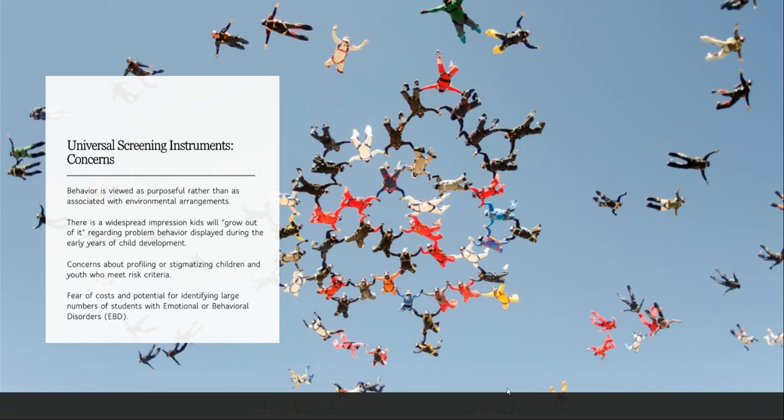So there are a number of potential advantages for developing a systematic identification process that incorporates and uses these universal tools. And then there are some concerns that schools and districts may have. So one is that behavior is viewed as purposeful rather than as associated with environmental arrangements.